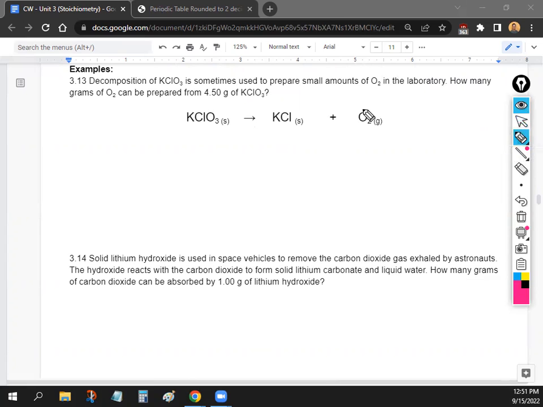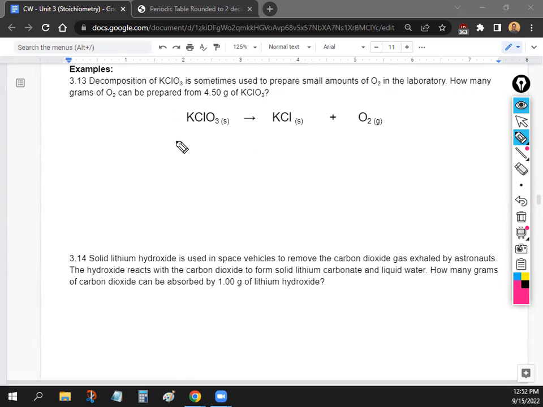So whenever you have an equation on the AP test, just assume that it's not balanced if there are no numbers in front. If there was a number in front of one of the compounds, you can assume it's balanced already. But if there are no numbers, assume it's not balanced. So you're going to start off by balancing this equation.